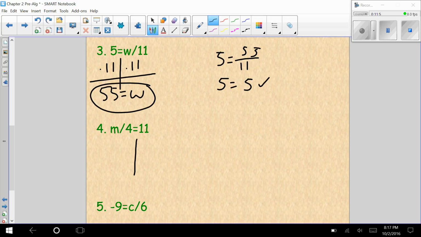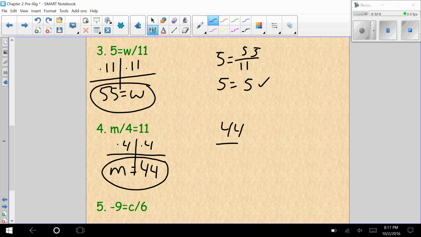Number 4, m divided by 4 equals 11. I'm going to multiply each side by 4. M is equal to 44. To check this, we take 44 divided by 4. Is that equal to 11? 44 divided by 4 sure is 11.